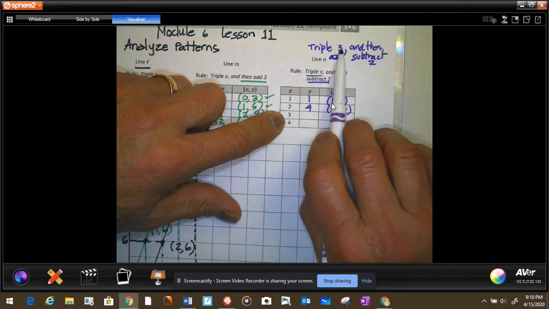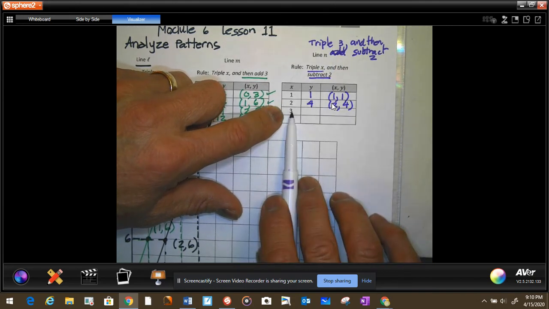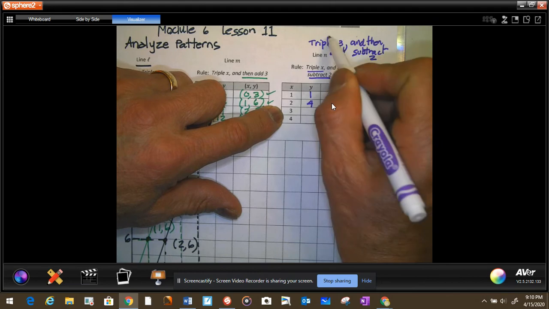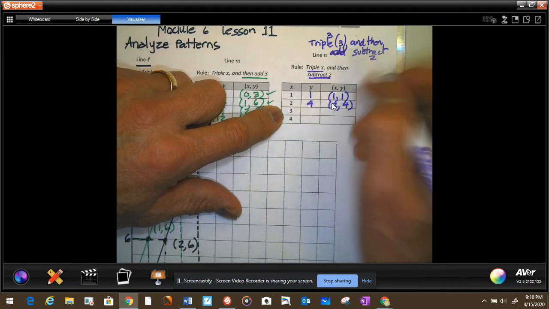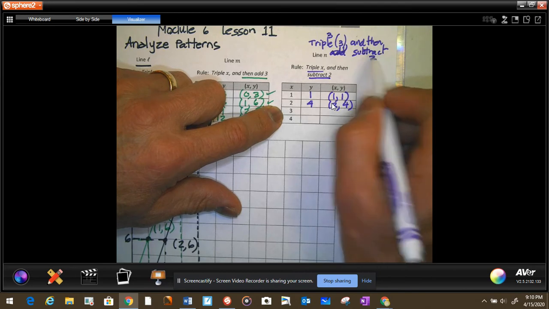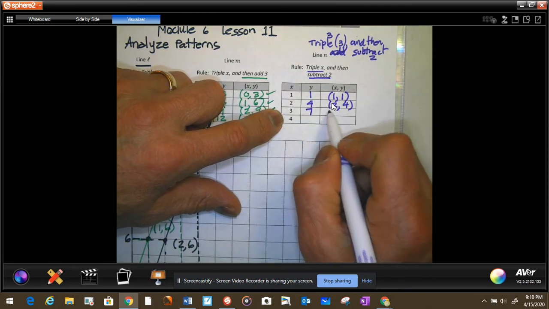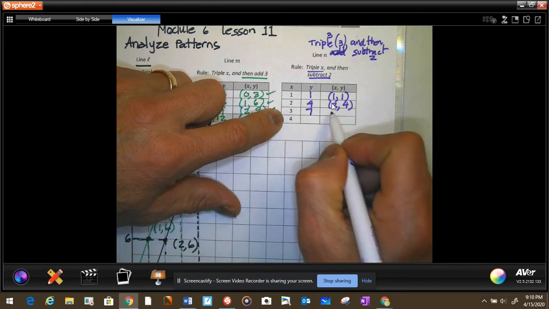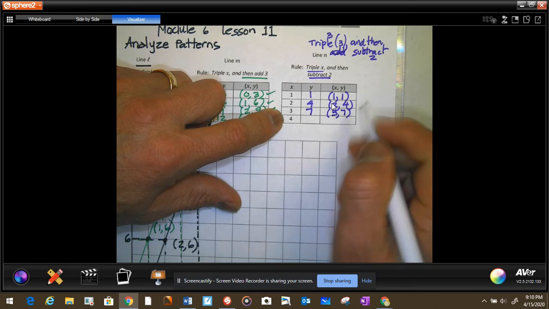So 3 times x, and we said x is 3, right? So we're going to triple that one. Triple is going to be a multiplication. So 3 times 3 equals 9. And then we're going to subtract 2. 9 minus 2 equals 7. So that will be our y coordinate.